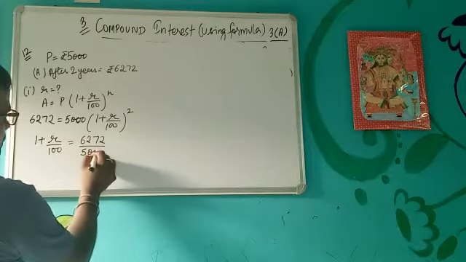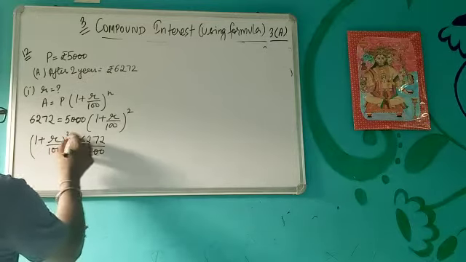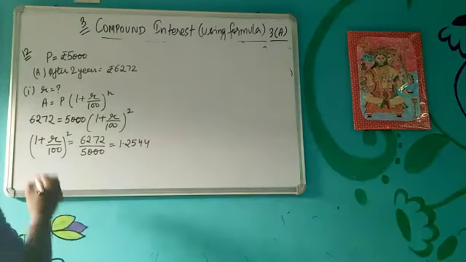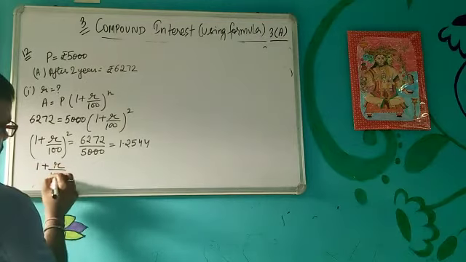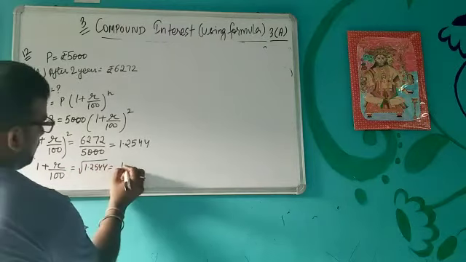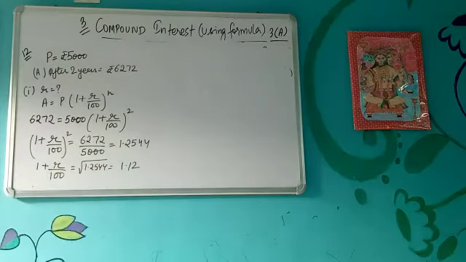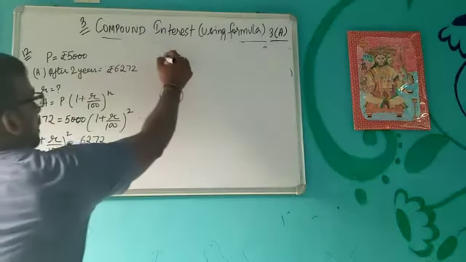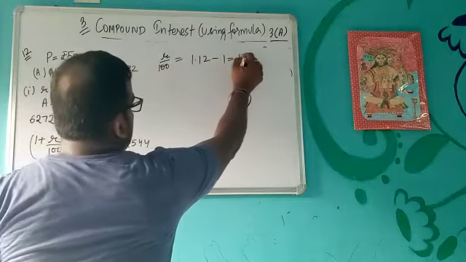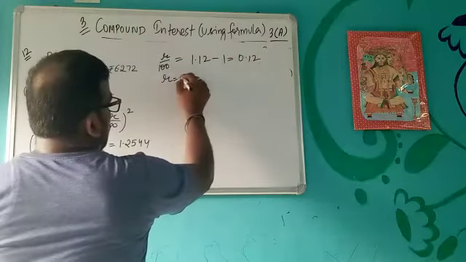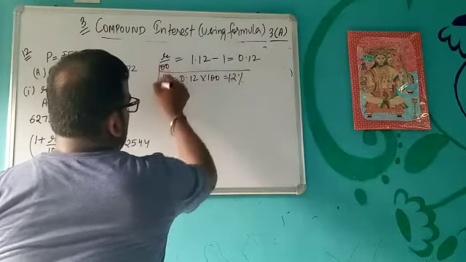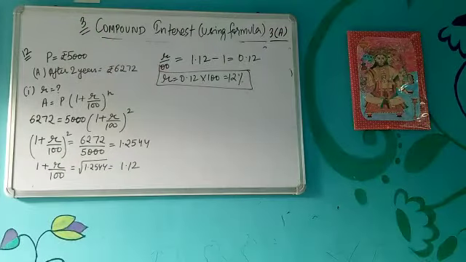upon 5000, so it is 1.2544. So what is 1 plus R upon 100? We will take the square root on both sides. To remove the square, it will be 1.12. Now what is R upon 100? R upon 100 will be 1.12 minus 1, that is 0.12. R you will get 12%. Okay, so this is the value of rate.